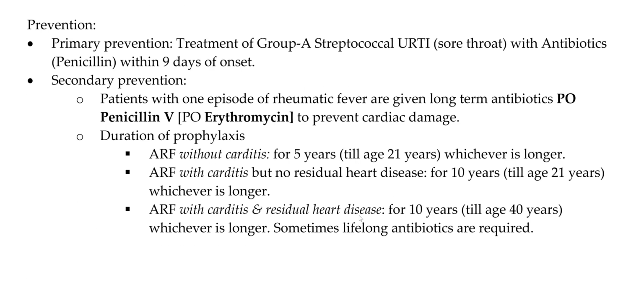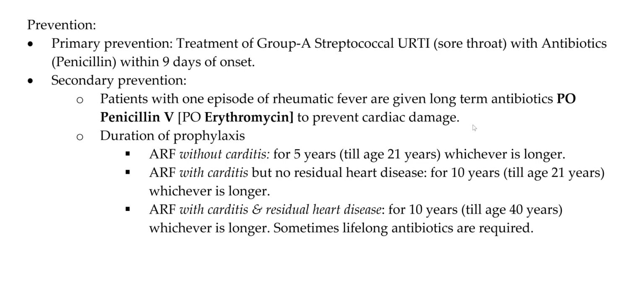And what can we do for prevention? So for primary prevention, we will treat this group A streptococcal upper respiratory tract infection or sore throat with antibiotics within 9 days of onset. For secondary prevention, if patient has one episode of rheumatic fever, they are given long-term antibiotics, that is oral penicillin V or erythromycin, to prevent cardiac damage, because cardiac damage is permanent. Rest of the things will resolve spontaneously.